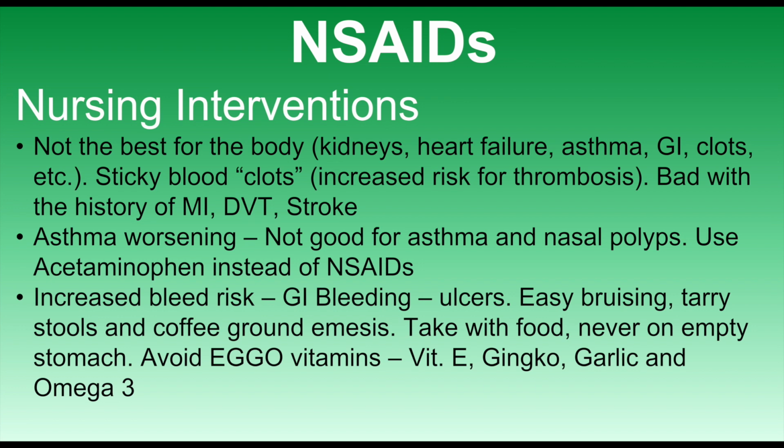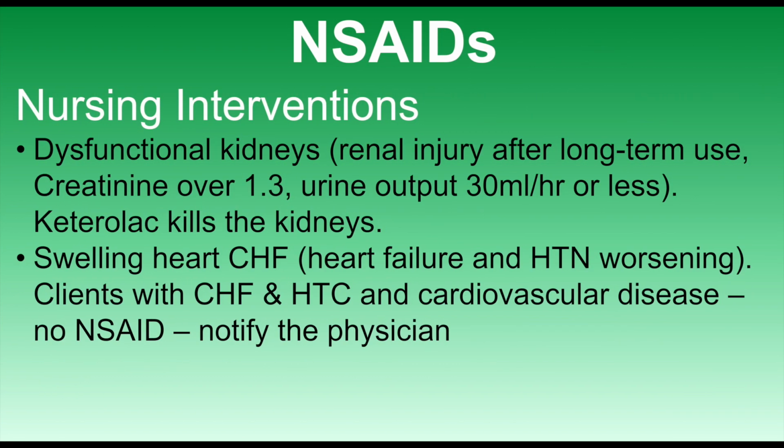Avoid herbal supplements while taking these NSAIDs, such as vitamin E, ginkgo, garlic, and omega-3. After long-term use of NSAIDs, the patient may have dysfunctional kidneys. So ketorolac kills the kidneys. So we have to check the creatinine level. If the creatinine level is over 1.3 or urine output is less than 30 ml per hour, we have to stop the medication. No NSAIDs for patients with congestive heart failure and hypertension. If the patient has any such problems, we have to notify the physician.